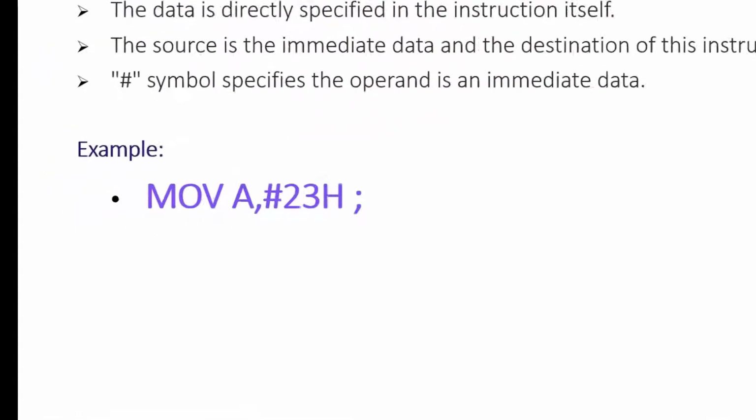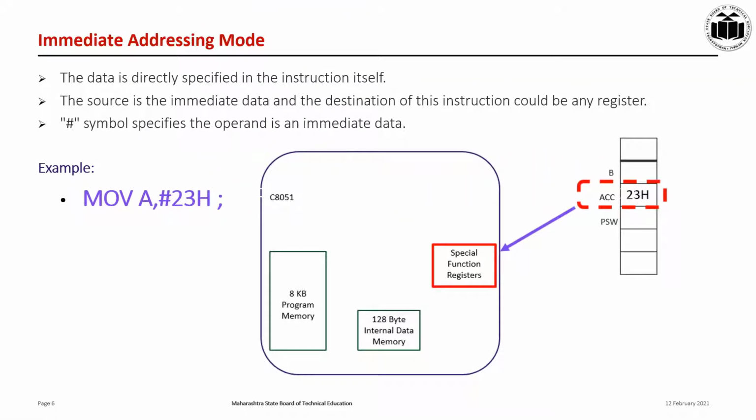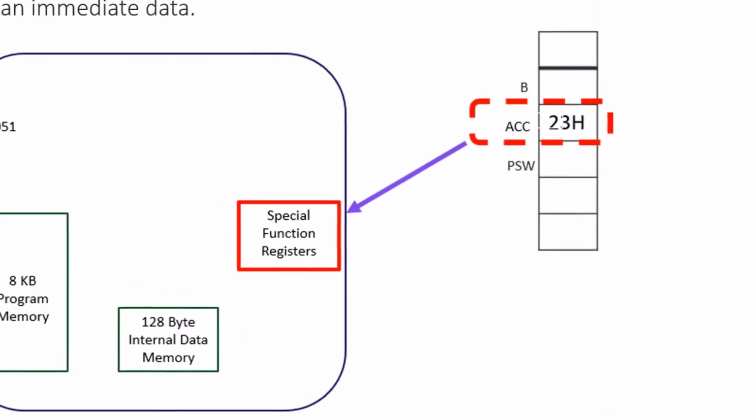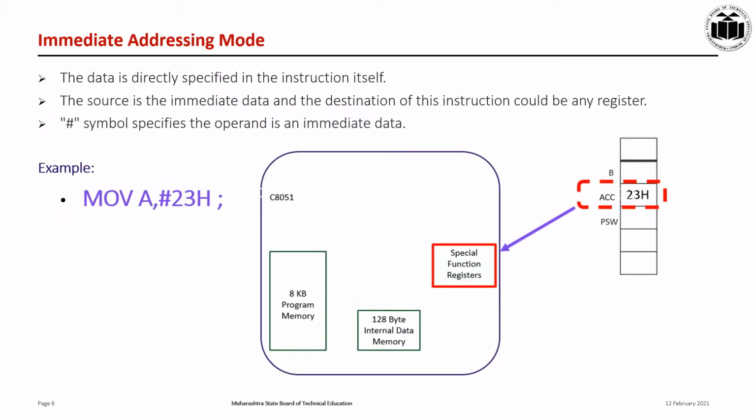For example, MOV A, #23H. Here, A is one of the special function registers in the 8051 acting as a destination register, and #23 is an immediate data. After the execution of this instruction, 8-bit data 23H will move to the accumulator.